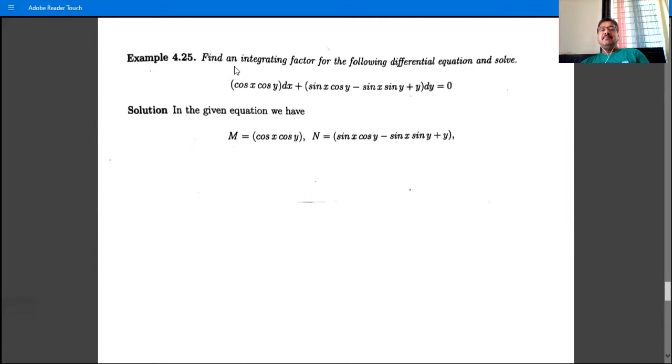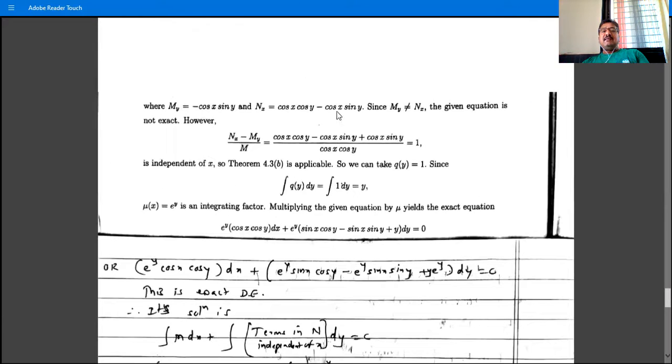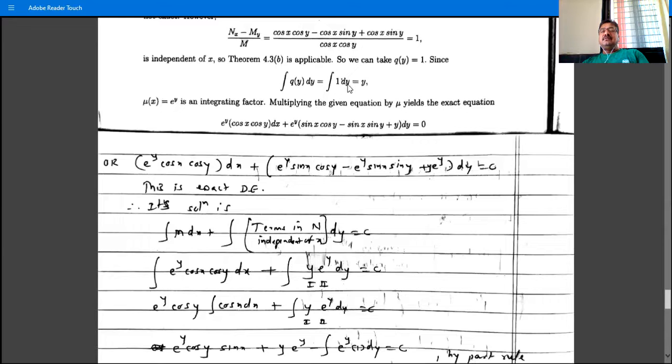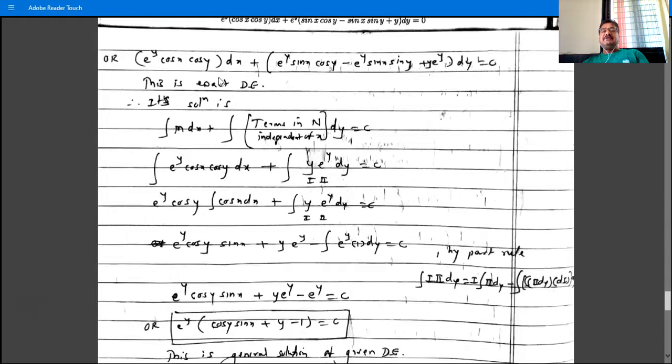Again, the same type of problem: find the integrating factor and solve the differential equation. So M is this, N is this. Find dou M by dou y and dou N by dou x; both are not the same. Then this ratio is 1, which is independent of x, denoted by q(y). So the integration of q(y), that is 1 dy, is y. So e raised to y is the integrating factor. Multiplying by the integrating factor, we have this, which is an exact differential equation.